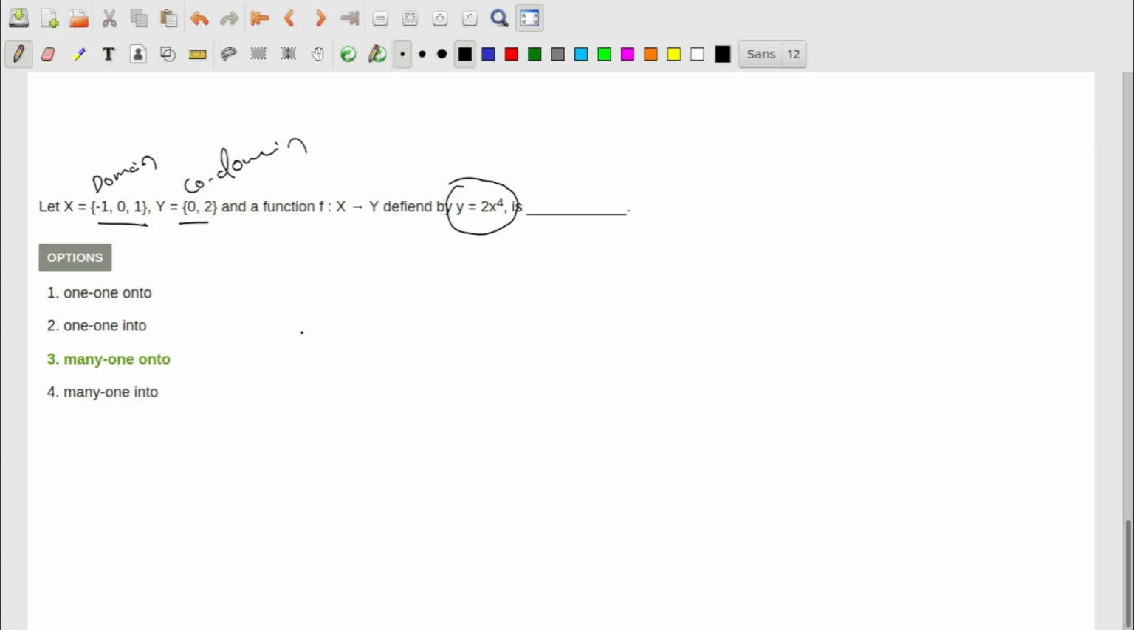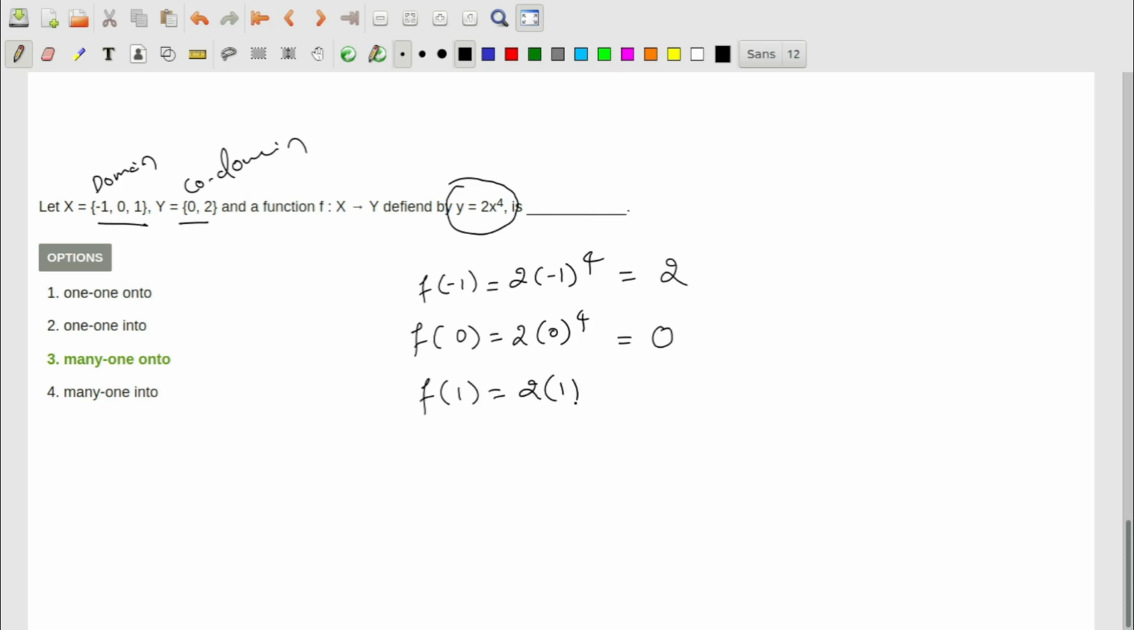So now here, as the 3 elements are given, just substitute these elements in the function and find the corresponding values. For example, what about f of -1? That will be 2 times (-1) raised to 4, which is equal to 2. What about f of 0? That will be 2 times 0 raised to 4, which is 0 again. So f of 1, that is 2 times 1 raised to 4, that is 2.